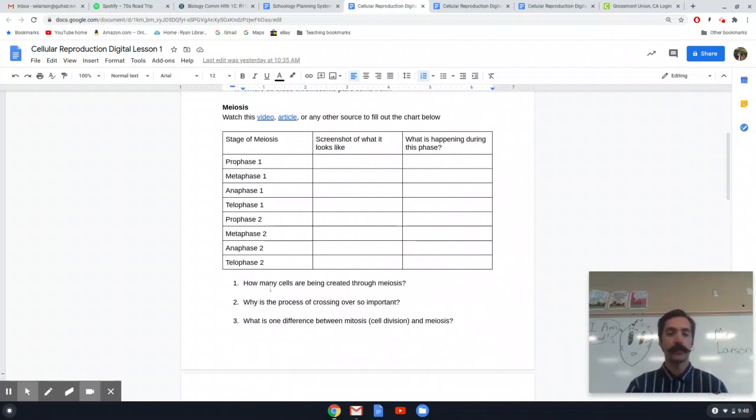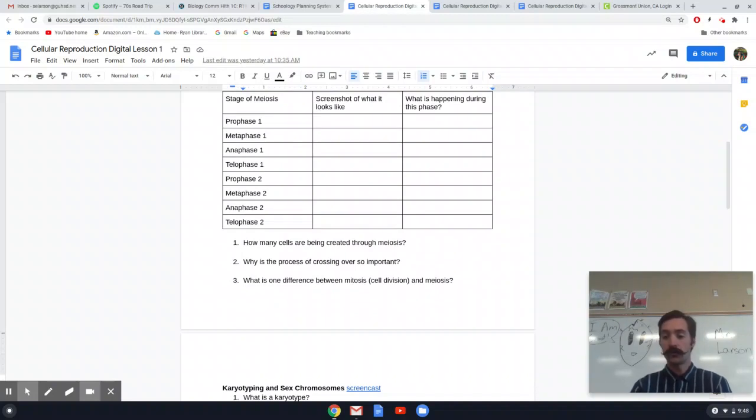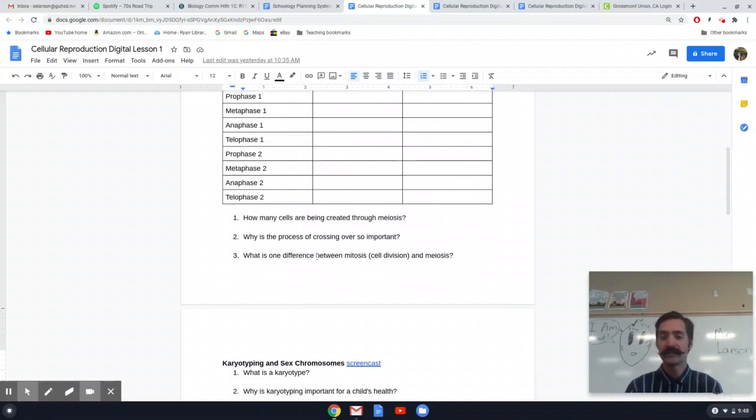Basically, how many cells are being created through meiosis? What is the process of crossing over? So that's something that's kind of important. Why is it so important? And then finally, what is one difference between the process of mitosis and meiosis? So basically reflecting back on what you've learned before.